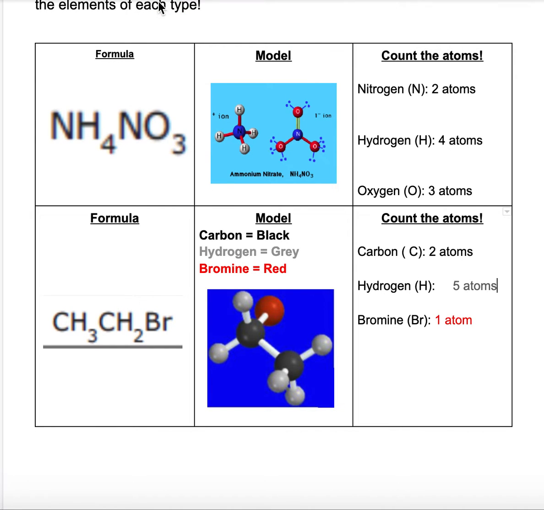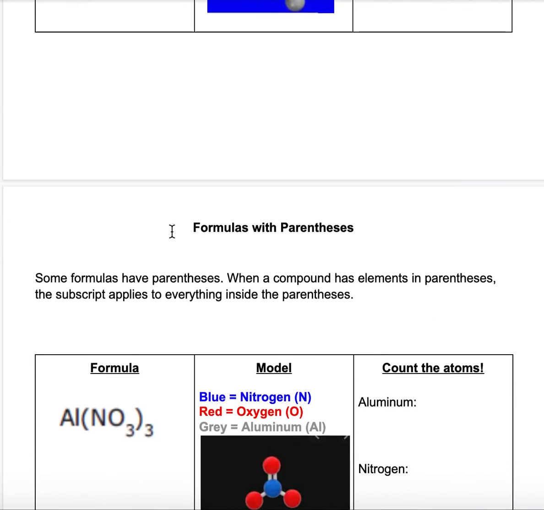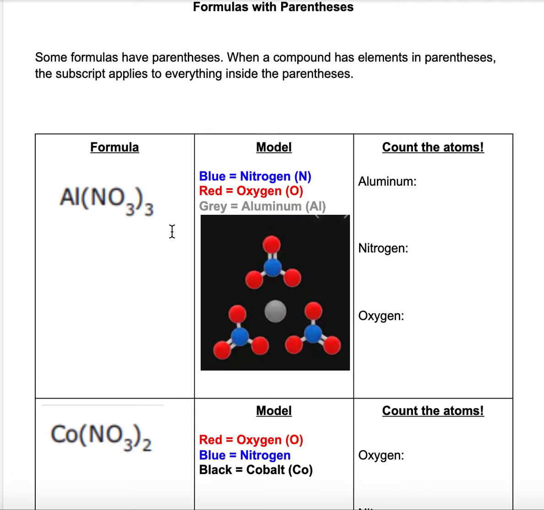The tricky part on linear formulas is not forgetting to count all of the atoms. Do not forget to add them up as you go. All right. We're going to do a little bit of those, but our bigger focus, y'all, if you scroll down, will be on formulas with parentheses. And here we're talking about groups, okay? Talking about groups of things. So up top it says some formulas have parentheses.